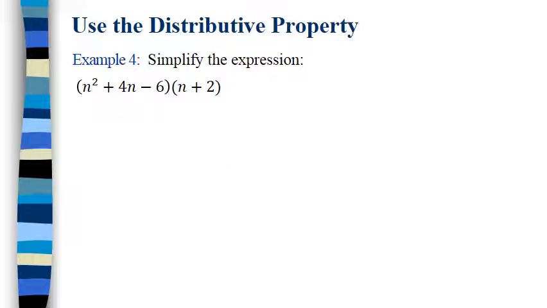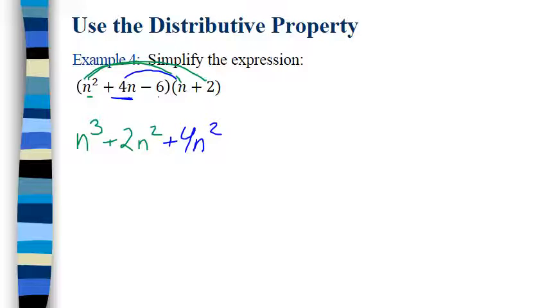Okay, so again, with the distributive property, even if it's a trinomial times a binomial, we are going to multiply each member of this trinomial to each member of the binomial. So n squared times n is n cubed, and n squared times 2 is plus 2n squared. And then the next term, so we have 4n. 4n times n is plus 4n squared. 4n times 2 is plus 8n. And then we have negative 6 times n is negative 6n. And negative 6 times 2 is negative 12.